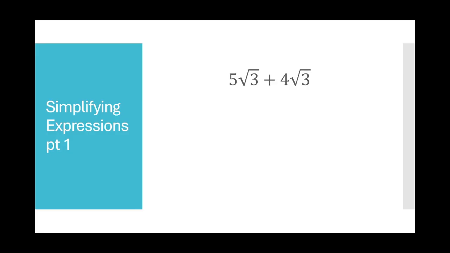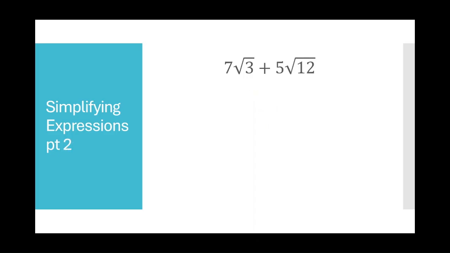When you see these, I want you to think about, I have 5 root 3s and I have 4 root 3s. How many root 3s do I have? You can almost think about this like it's a unit. I have 5 of them and 4 of them, so altogether I have 9 of them. I can do that because they're both square root of 3s. I can't add apples and oranges, but here I have apples and apples.